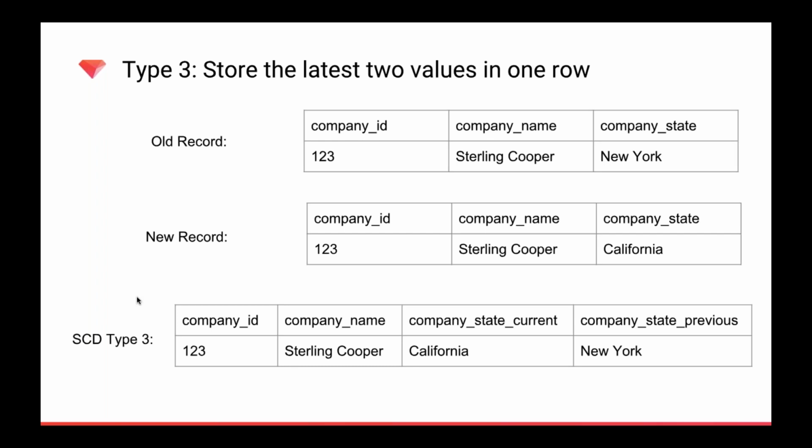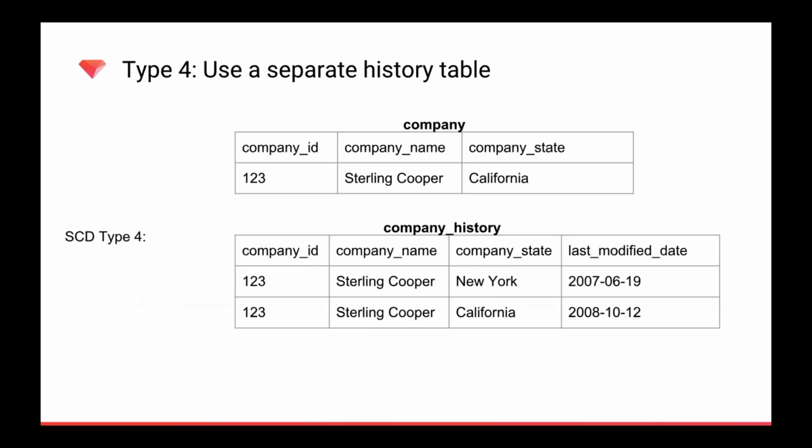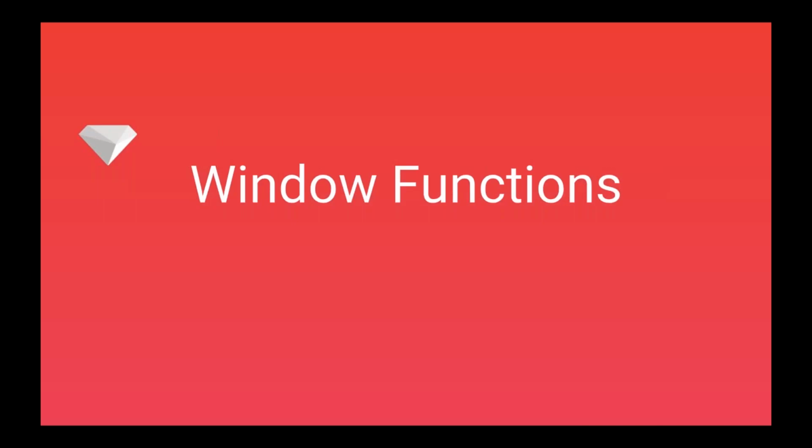Side note: there's also a variation of type 3 that will keep current and original instead of current and previous. And lastly, type 4 uses 2 tables with a current value in the main table and then a separate table for keeping a record of the history. So that's a quick overview of the common ways to handle SCDs.